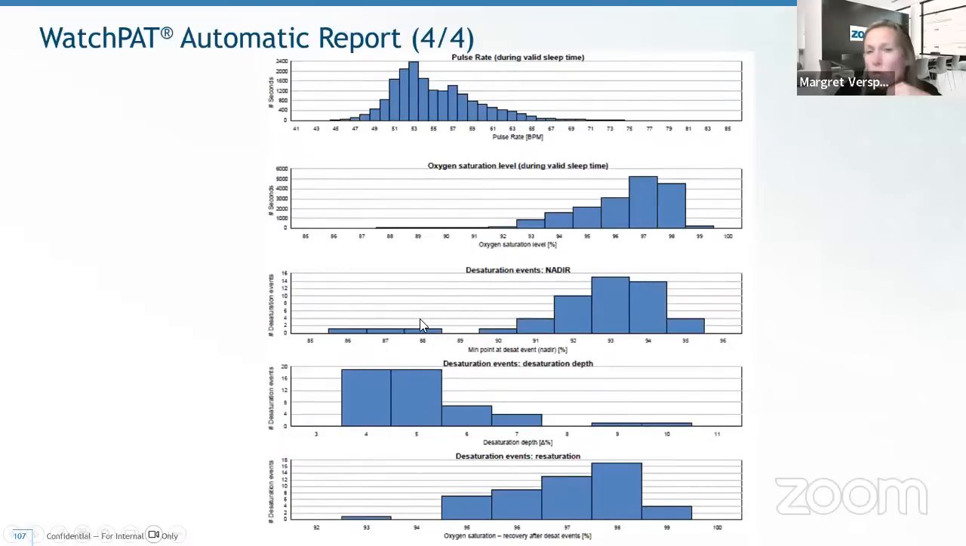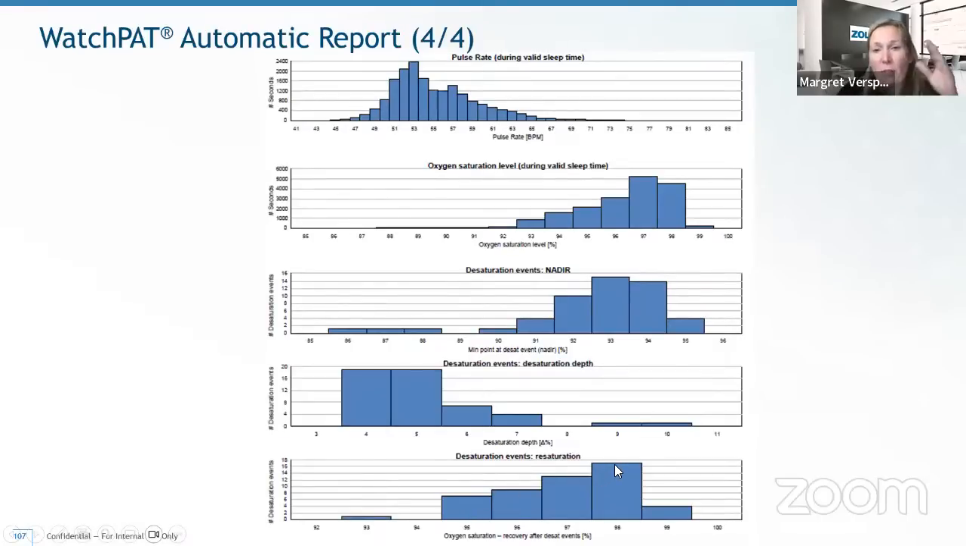Could be that this is during REM, for example, because in REM you have deeper desaturations, yeah? Or this is the artifact that we saw. The depth of the desaturation is normally 4-5%. And here we can see the oxygen resaturation. So after the desaturation events, what's the amount of resaturation? So the recovery after desaturation events. So you also get a lot of information out of this.